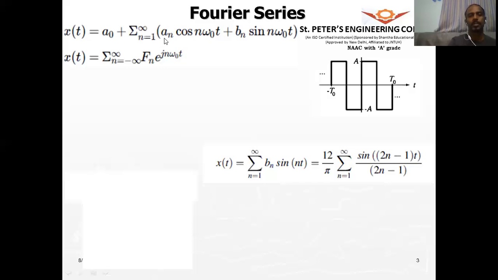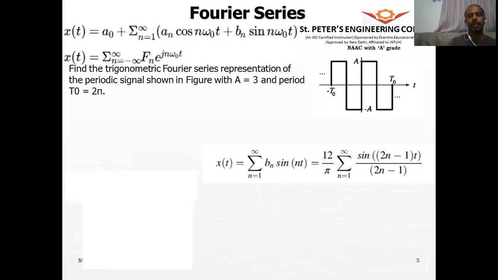So the a value is given as 3 in the problem, and the period t naught they have also given as 2 pi. So we don't have to break our head about what t naught is, what a is. They have given it here so that we solve our problem a lot more simply. So this is the problem we have to solve.